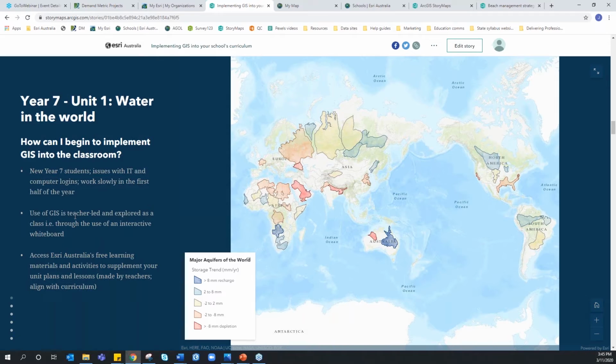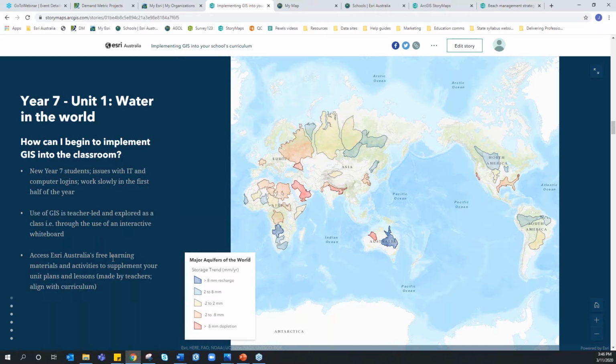The way I would use GIS with my Year 7 students in particular would definitely be teacher-led and explored as a class. For example, we now have things like an interactive whiteboard, or at the very least a projector that projects our laptop onto a board of some kind. And I would be accessing some of Esri Australia's learning materials that we've created, in order to supplement your unit plans and your lesson plans. I'm not saying that they replace your unit plans. A lot of our learning materials, especially in Year 7 and 8, are designed to be 20 to 30 minutes long.